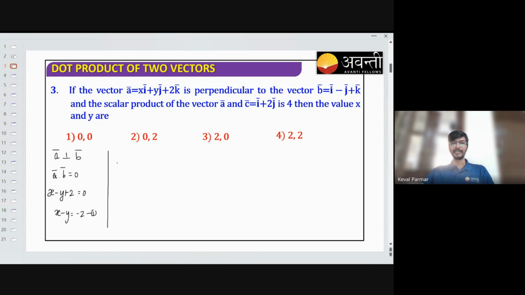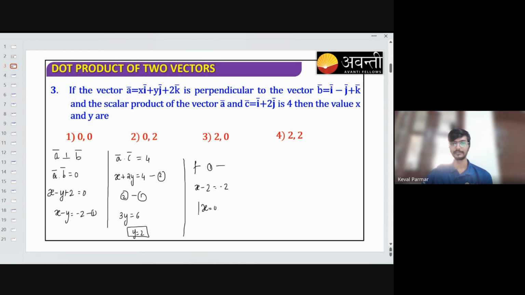Secondly, they are saying a vector dot c vector is 4. So what is a vector dot c vector? x plus 2y is equal to 4. This is equation number 2. What can we do? We can subtract 2 minus 1. So if I subtract 2 minus 1, I'll get 3y is equal to 6. That means y is equal to 2. And if I substitute y equal to 2 in 1, I'll get x minus 2 is equal to minus 2. That means x equals 0. So my answer is 0 comma 2. That is option number 2.